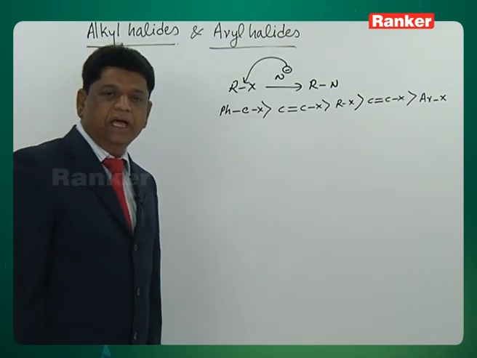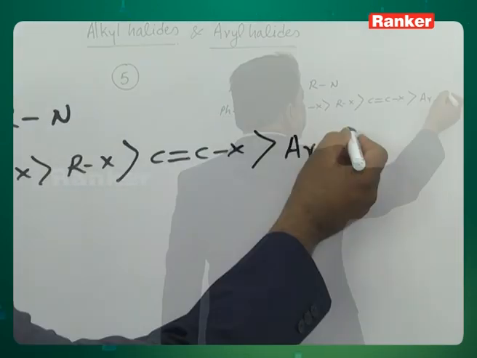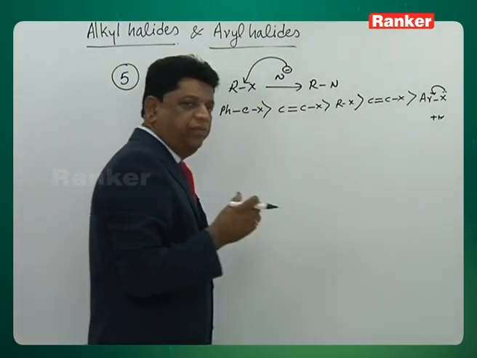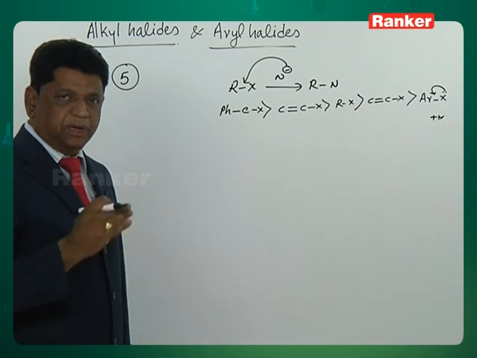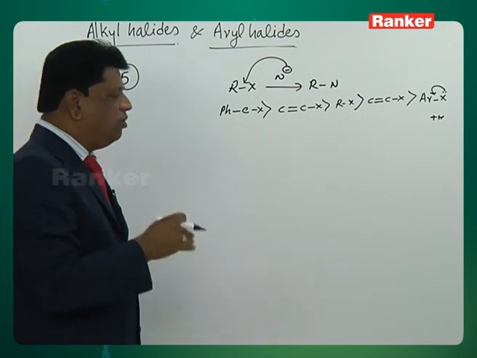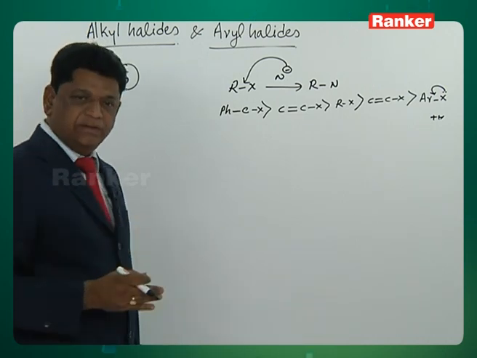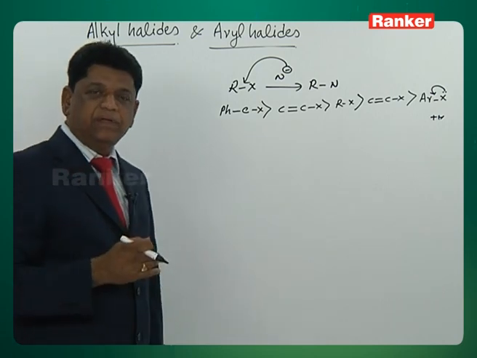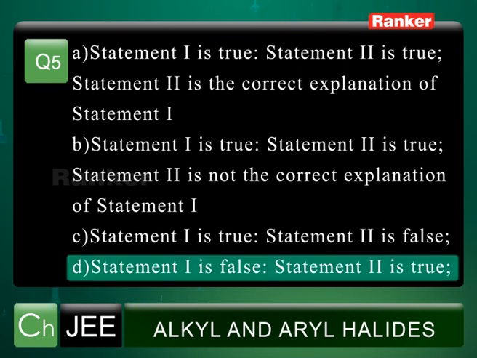The second statement is about the carbon halogen bond in aryl halide. The halogen shows a plus M effect, so between the benzene and the halogen there will be partial double bond character. So replacing the halogen becomes tough. Attacking a nucleophile on an aromatic system is difficult, and cutting the double bonded nature of the halogen is difficult. Therefore, the second statement is right and the first statement is wrong. So answer D is the right answer.